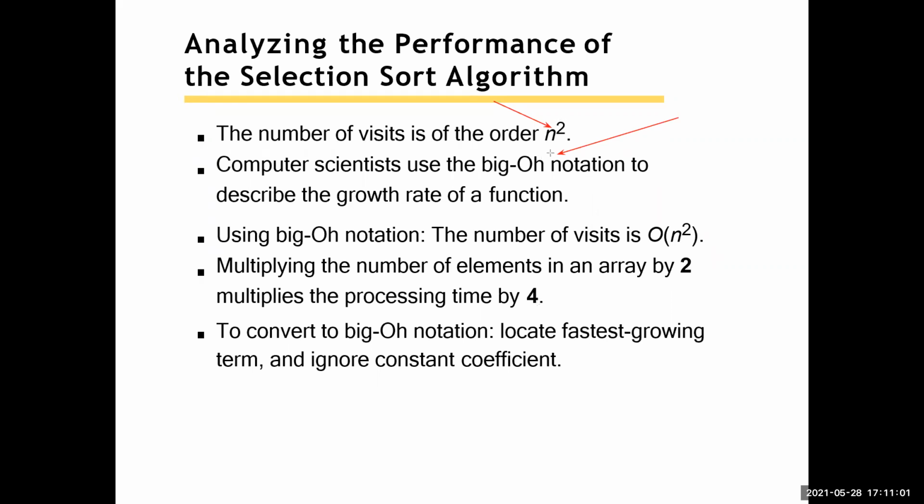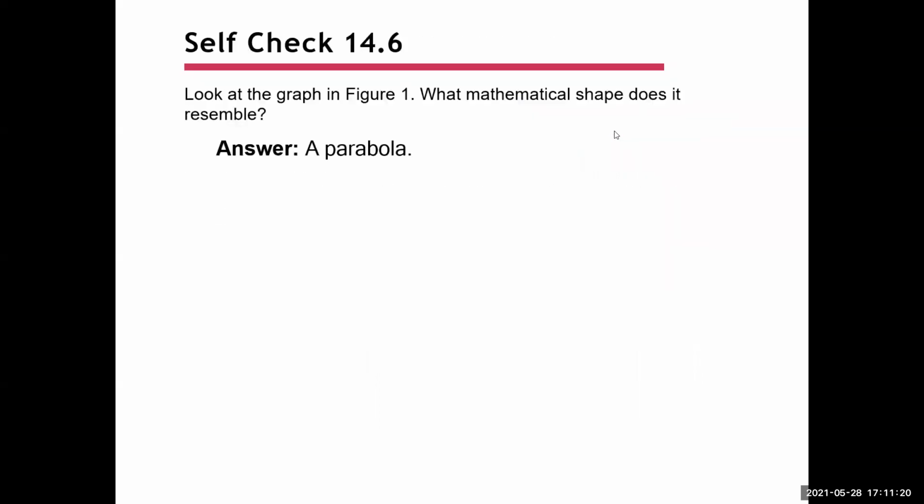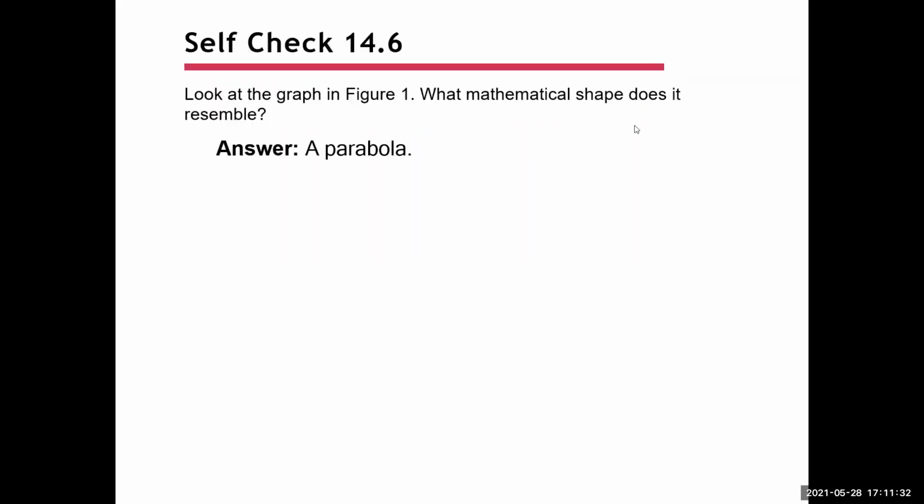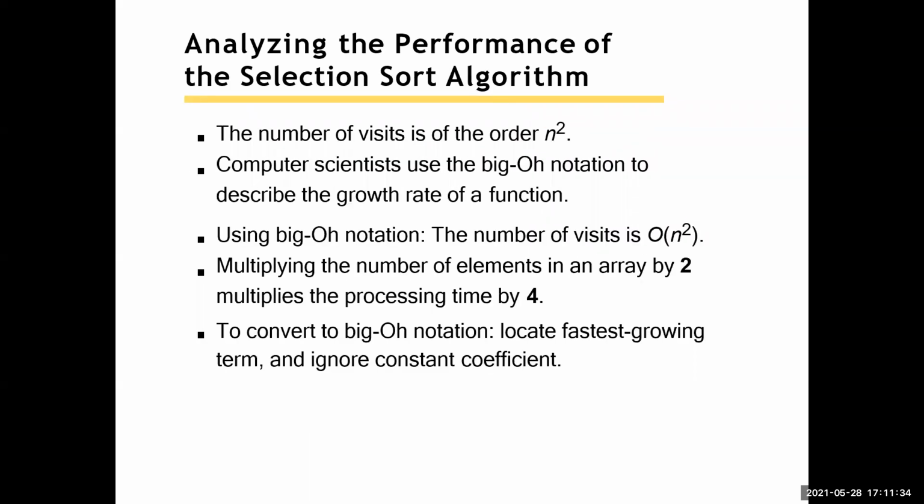So we can see that this is going to get very bad when we have a lot of elements in our array. If it's a small number of elements, maybe it's not that bad, but when it gets to large numbers, we can look at what we had before. You can see 10,000 would take 786, but when we get to 60,000 it's almost 20,000. So it's just related to the number of elements we are using.